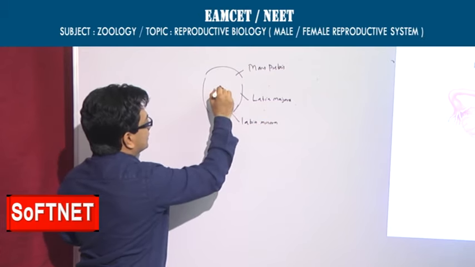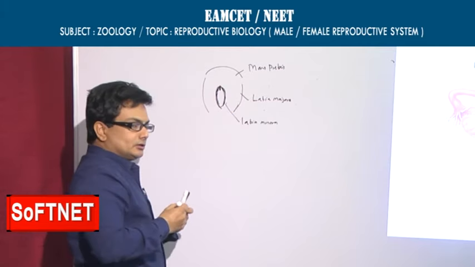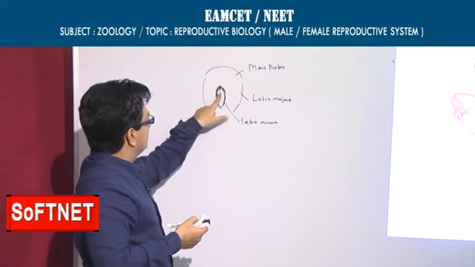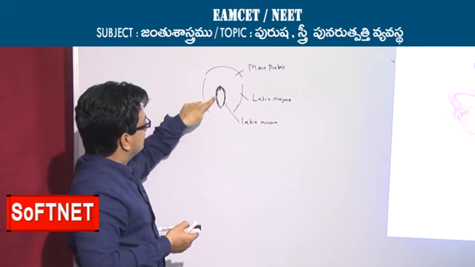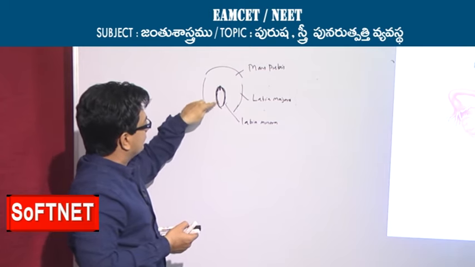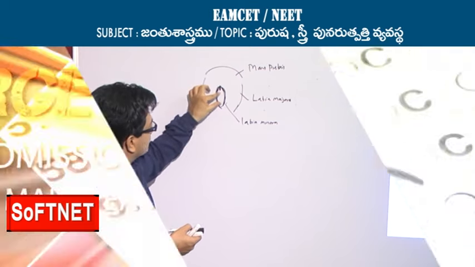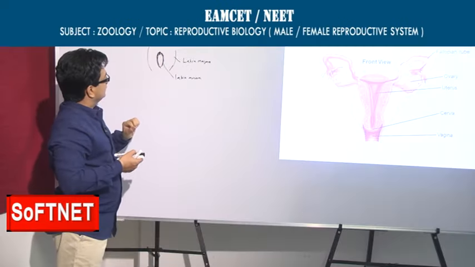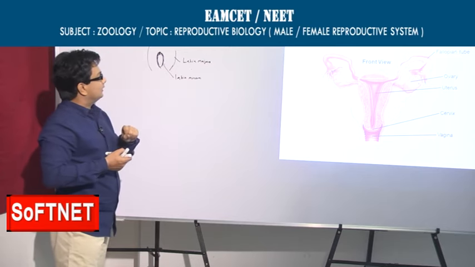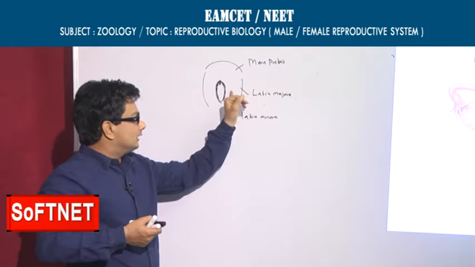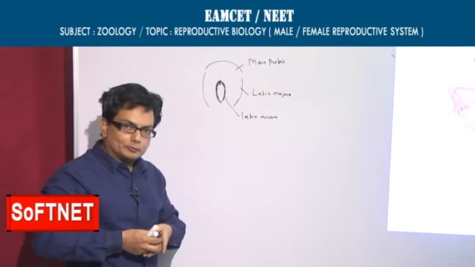And here is the clitoris in a female. Here is the clitoris, the sensitive structure. So this is the mons pubis continuing as the labia majora, and these two are forming the rim or the boundary of this vestibule region. Here this is the vestibule, and that is called the labia minora. So mons pubis, labia majora, labia minora.